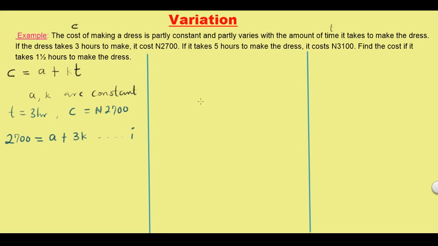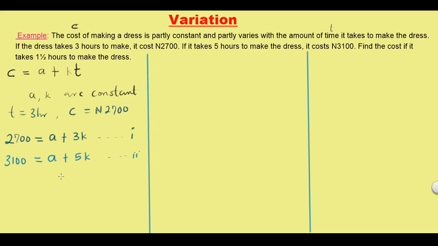Then we move on to interpret again. If it takes 5 hours to make the dress, it costs this. So when C is 3,100, T is 5 hours. So we say 3,100 equals A plus 5k. That's equation 2. Now that we have equation 1 and 2, we can solve this simultaneously.